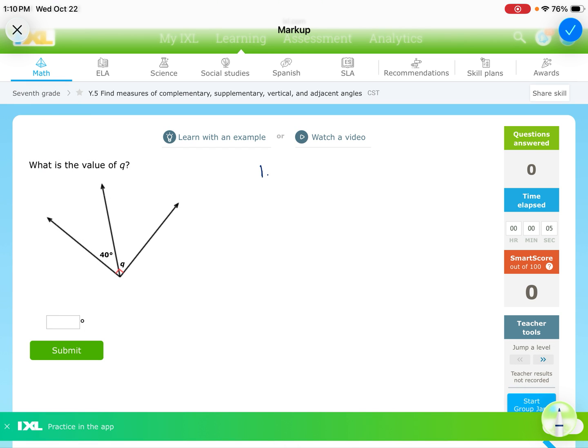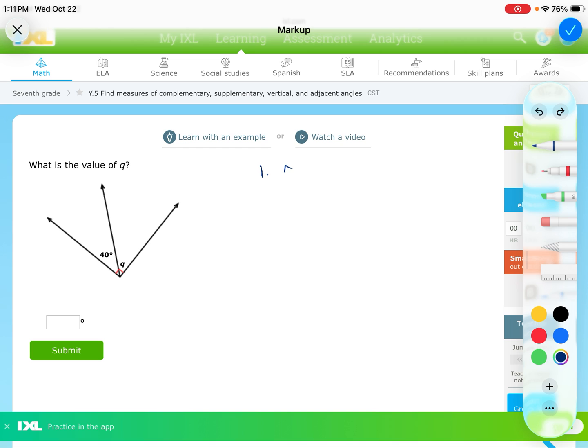Problem number 1. Yes, you're going to copy your angle and do the best you can to sketch it. So in this case, this angle has a red box here. So you know that means 90 degrees. And this is what they showed you.